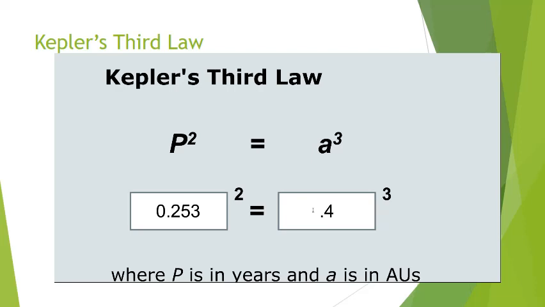How far away is Venus from the Sun? 0.7. How long is its year? About a half an Earth year. Let's just go through them all. We've already done the Earth. How far away is Mars? Mars is about 1.5 AUs away from the Sun.